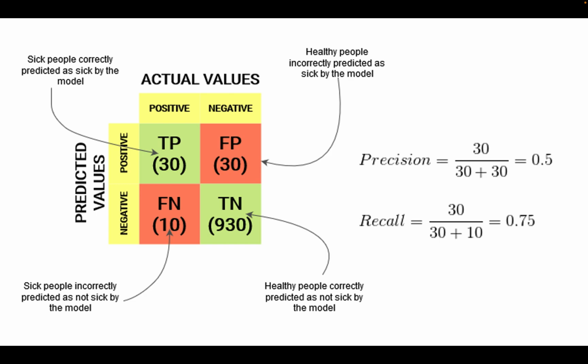Now let's take an example. वही वाला sick people वाला. Sick people correctly predicted as sick people by the model is 30. Healthy people predicted as sick is 30. Sick people predicted as not sick is 10, and healthy people predicted as healthy is 930. ठीक है. Our model का intention was never to figure out कि हाँ तू healthy है या नहीं healthy है. It was to tell us कि you are not healthy. ठीक है. तो precision is 0.5, recall is 0.75. ठीक है.